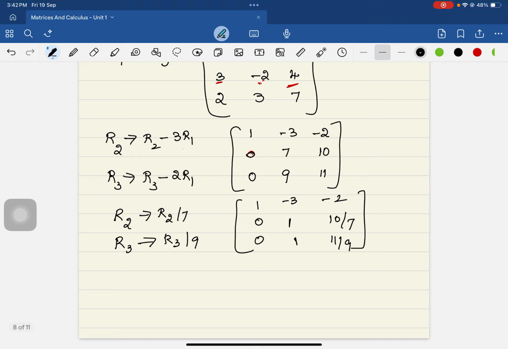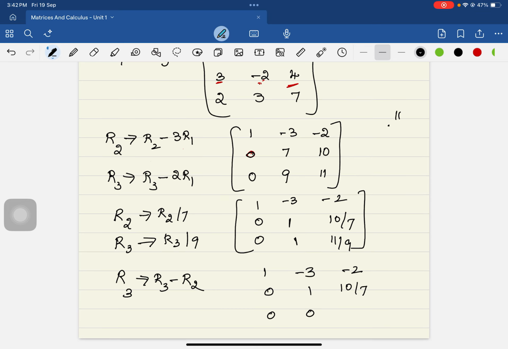Now you have made this element 1. So take help of this one and try to make this 0. So what is the next operation? R3 changed as R3 minus R2. So the first row is 1, minus 3, minus 2. Second row is 0, 1, 10 by 7. Third row is 0, 1 minus 1, 0.